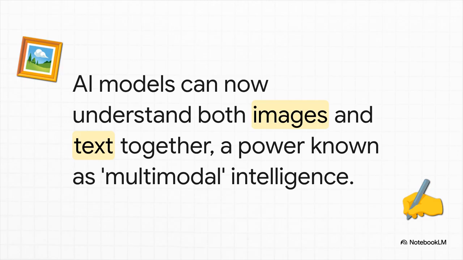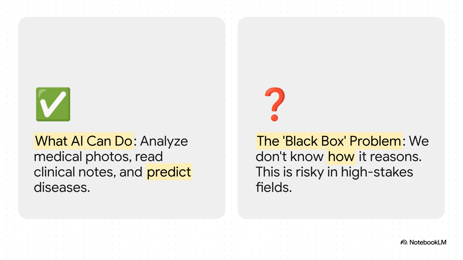So the magic behind this is something called multimodal AI. And really, all that means is that these AI models are no longer just one-trick ponies. They can process and connect information from totally different sources at the same time. Think about it. They can see an image and read text and then blend that understanding together to make one single really smart decision.